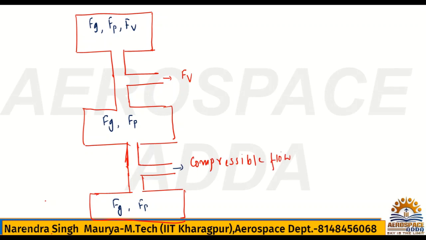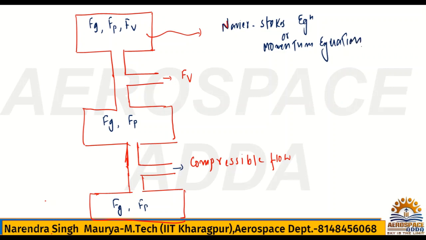Two types of flow here: compressible and incompressible. So if you have separated compressible flow, what flow may you have? Only incompressible flow. So what is this called? This is called the Navier-Stokes equation or momentum equation of fluid flow.